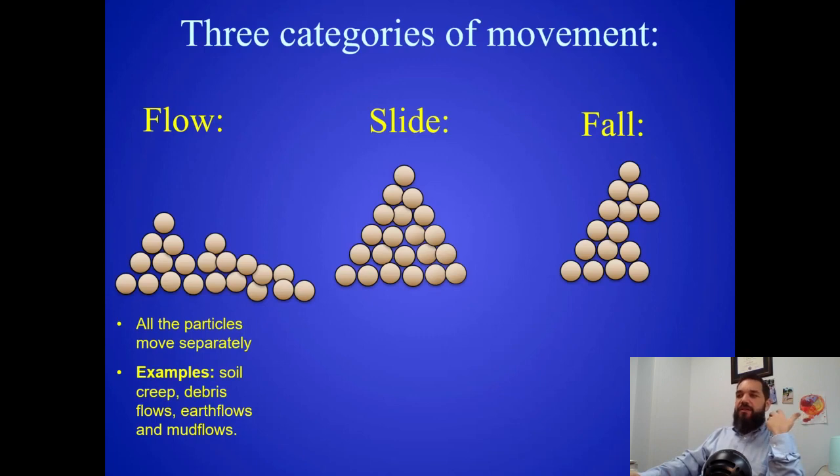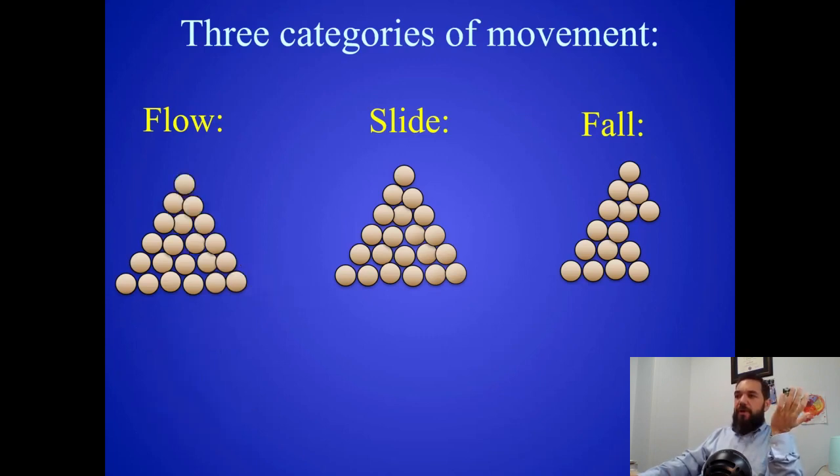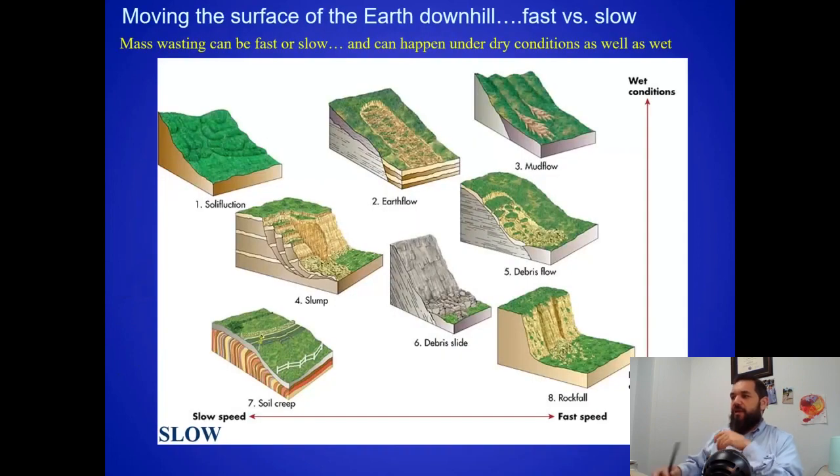Examples of this are things like soil creep, debris flows, earth flows, mud flows. Those are things that, for the most part, not soil creep, but for the most part the other things are all relatively wet conditions. So they're things that are happening under the influence of water.